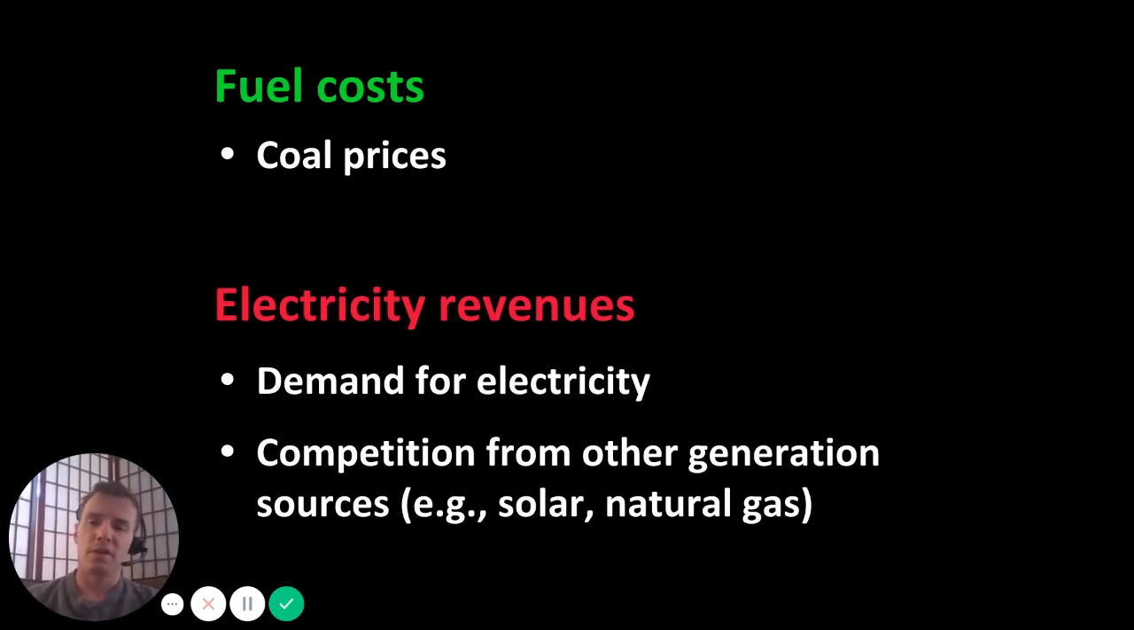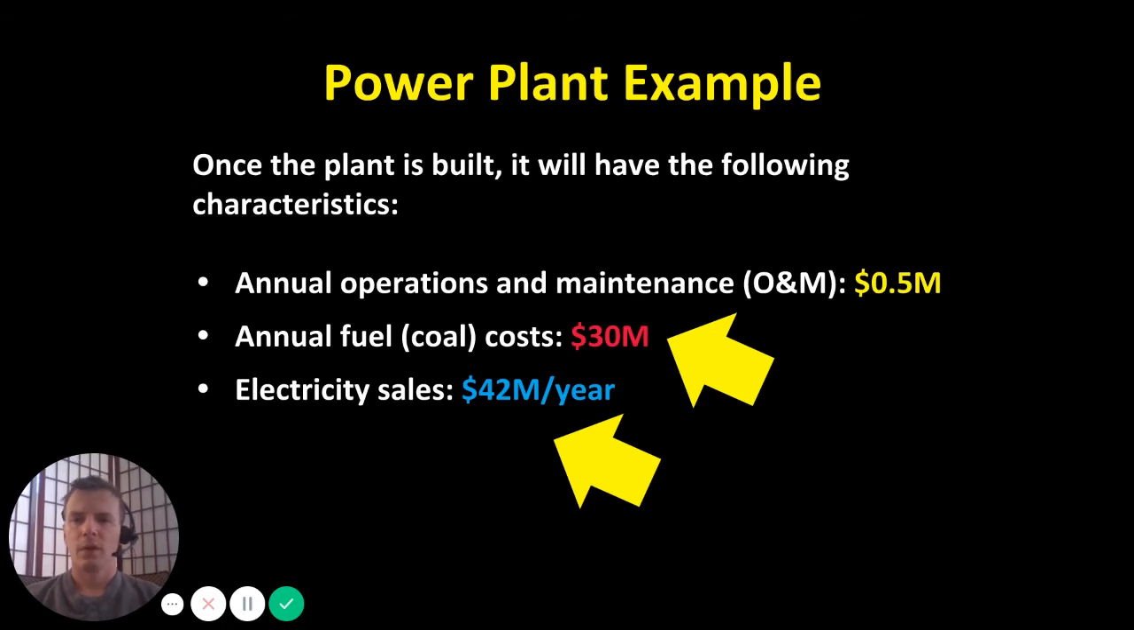Demand for electricity might decrease, or competition from other types of generation, whether that's renewable energy like solar and wind, or natural gas power plants, might reduce demand for electricity from this specific power plant and decrease its annual revenues. So in those cases, it would affect the annual costs and revenues for this power plant, which would impact its annual profits. The altered fuel costs would alter how much it pays for coal every year. Competition from other sources of generation or reduced electricity demand would impact how much electricity it's able to sell.